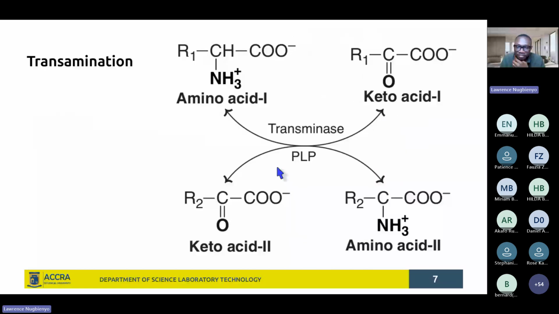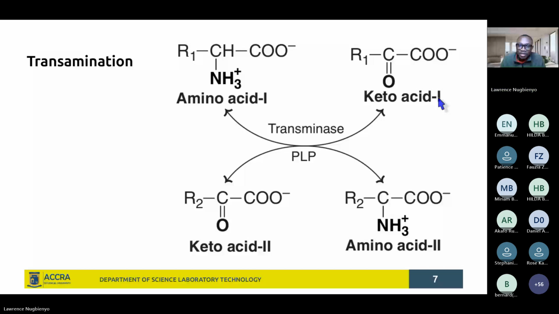So if you look at it further, you see that is an amino acid with the amine group. So amino acid 1 with the amine group. This amine group, when it is given out, when it's transferred, on that carbon, you now see there is a ketone group. So from amino acid 1, you have the formation of keto acid 1.